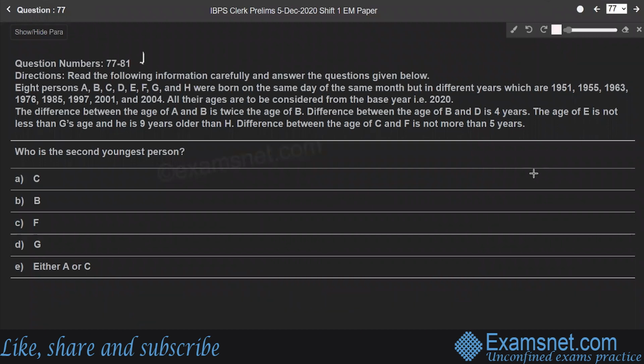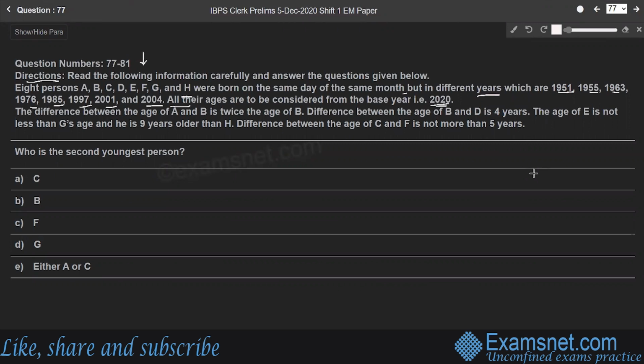Students, questions from 77 to 81 are based on the below information. Here the direction is, read the following information carefully and answer the questions given below. 8 persons A, B, C, D, E, F, G and H were born on the same day of the same month but in different years, which are 1951, 55, 63, 76, 85, 97, 2001 and 2004. All their ages are to be considered from the base year 2020.